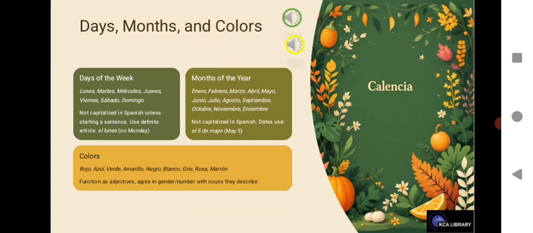Common colors. Red, rojo. Blue, azul. Green, verde. Yellow, amarillo. Orange, naranja. Purple, morado or púrpura. Pink, rosa. Brown, marrón or café. Black, negro. White, blanco. Gray, gris. These basic words are essential for everyday conversation, describing dates, events, and objects in Spanish.